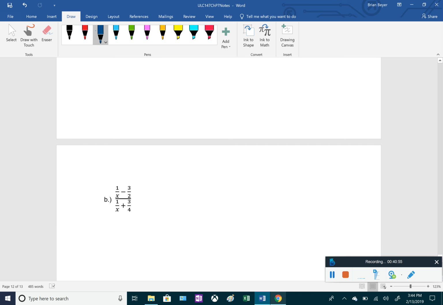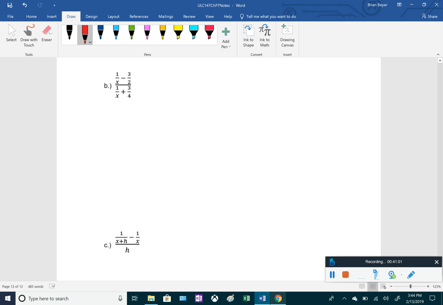Okay, so let's do two more here. So 1 over x minus 3 over 2 divided by 1 over x plus 3 over 4. So, a complex rational expression. The LCD here. So let's look at the LCD of the constants first, the numbers. The least common multiple of 2 and 4 is going to be 4. And then we also have two fractions that have an x. So our LCD is just going to be 4x.